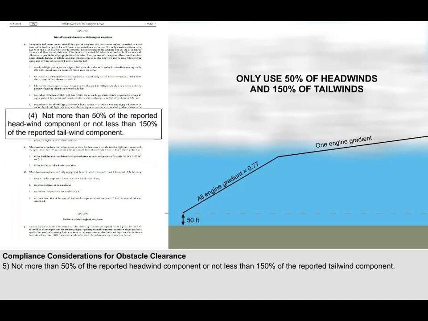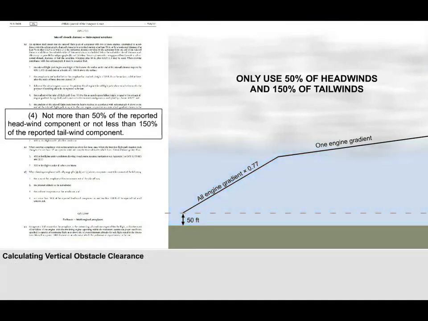Finally, the regulations require that not more than 50% of the reported headwind component, or not less than 150% of the reported tailwind component, is to be used. The best way to gain an effective understanding of these compliance rules is to work through several examples. Before we look at the compliance issues, let us examine how to calculate whether a pilot will achieve the required obstacle clearance of 50 feet.